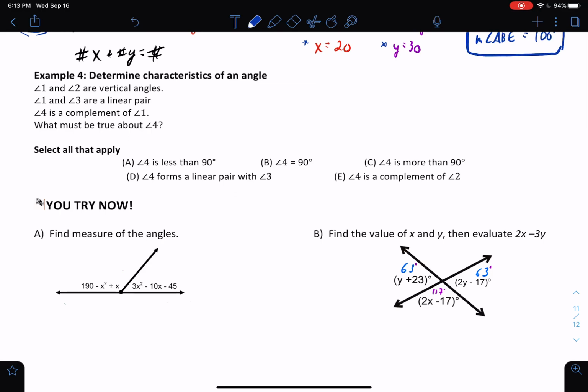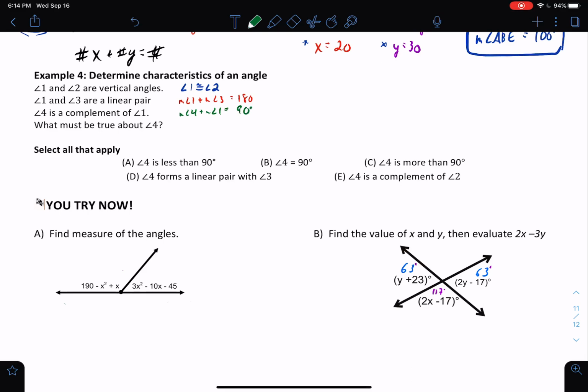So angle 1 and angle 2 are vertical angles. So if I know those angles are vertical, what else do I know about them? I know that they have to be congruent. Angle 1 has to be congruent to angle 2. Angle 1 and angle 3 are a linear pair. So if they're a linear pair, that means they're supplementary, which means the measures of their angles, if I add them together, have to equal 180. And then I'm also telling you that angle 4 is a complement of angle 1. Remember, a complement means that they add to 90. So I've also got the measure of angle 4 plus the measure of angle 1 equals 90 degrees.